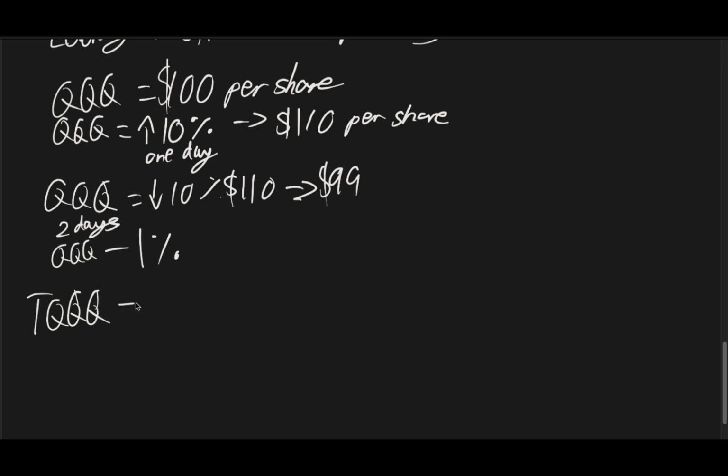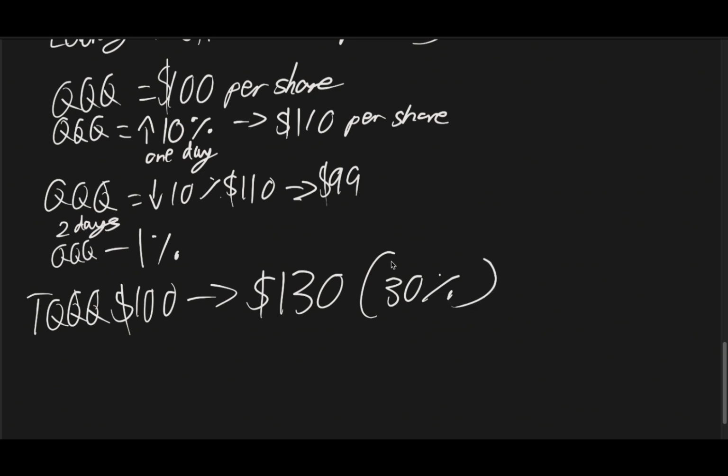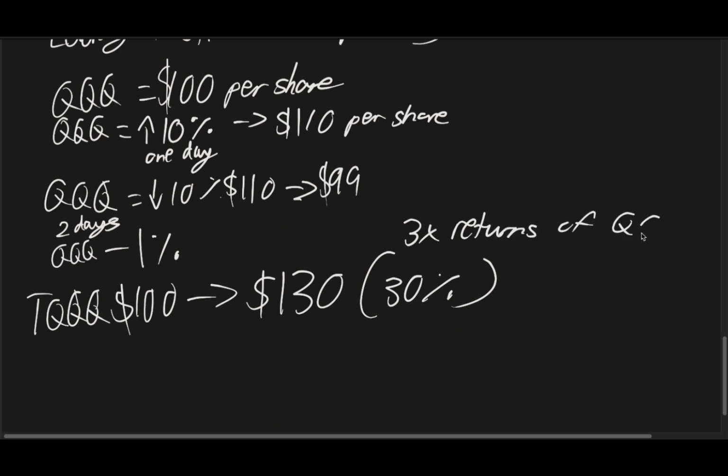So, if QQQ goes up 10% in 1 day, then TQQQ, let's assume it starts at $100 as well, goes to $130 because it's a 30% return. It's tracking the QQQ, so it will 3x the returns of QQQ.